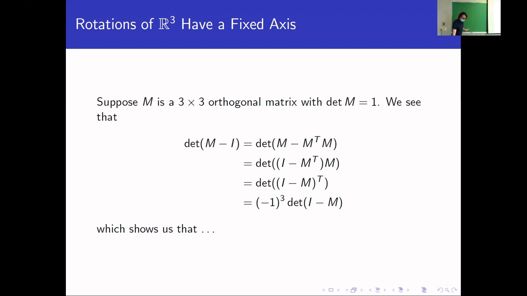So let's look at these calculations here. I'm looking at the determinant of M minus I.